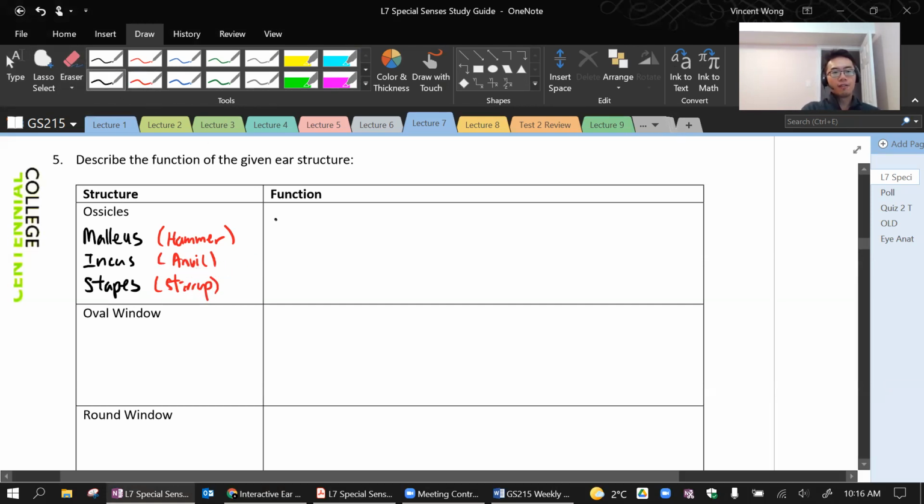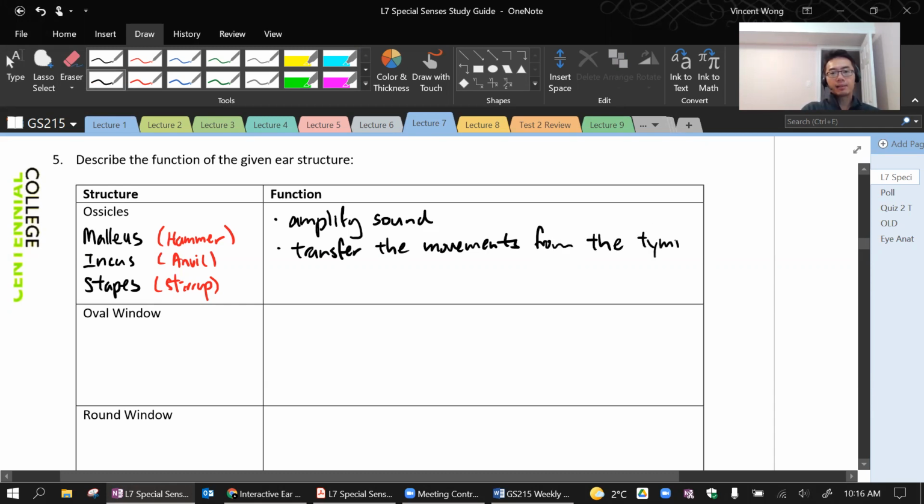The function of the ossicles is to amplify sound. Okay, they transfer the movements from the eardrum or the tympanic membrane to the oval window. Okay, so the amplification is about 20 times.